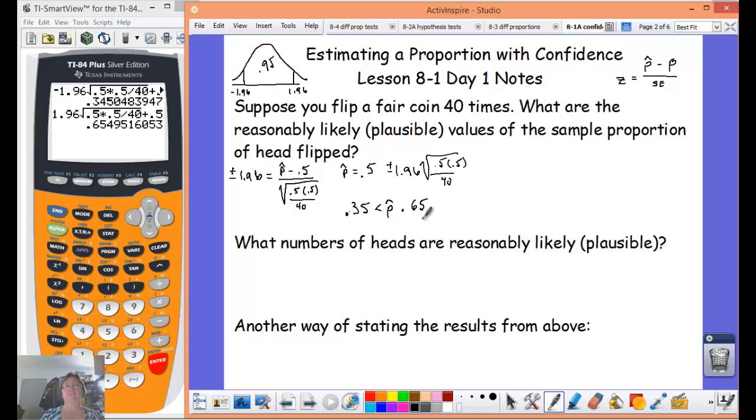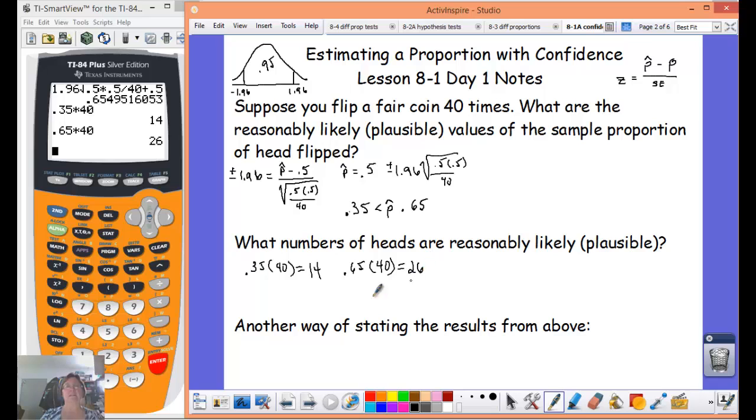Now as far as numbers of heads, to do that we can just take what we have, 0.35, and multiply it by the number of times we're tossing, and do the same thing with 0.65 times the number of times we're tossing. And you can see that if things are working the way they should based on the laws of mathematics, the number of heads should be between 14 and 26 if things are operating fairly and we flip 40 times.